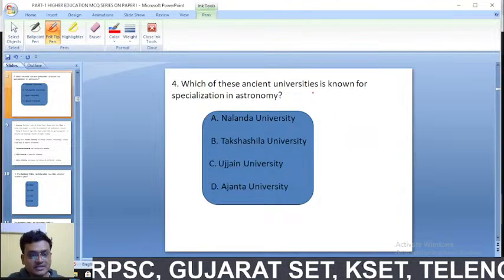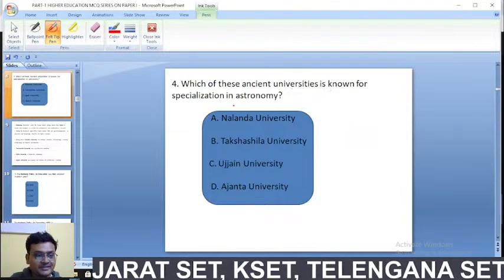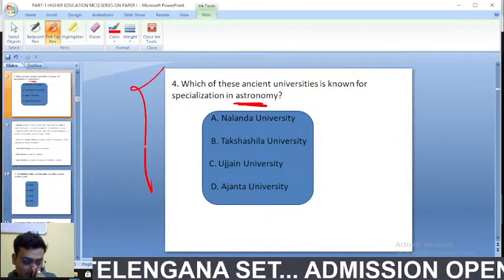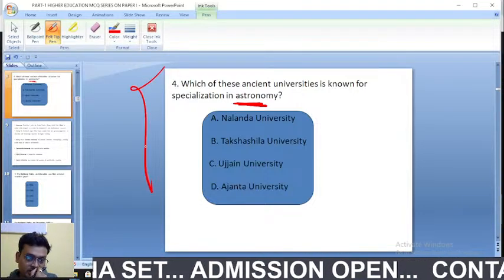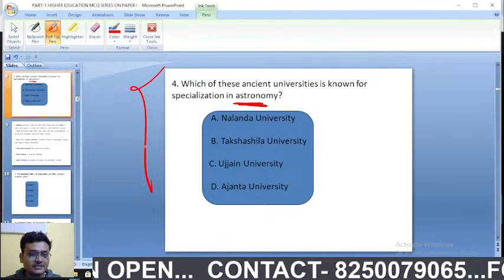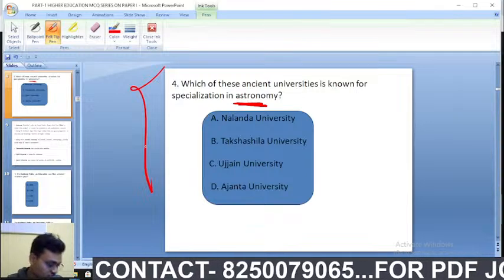Which of these ancient universities is known for specialization in astronomy? Which university was specialized in astronomy? Nalanda, Taxila, Ujjain, Ajanta. Ajanta will not be it. Which ancient university is known for specialization in astronomy?